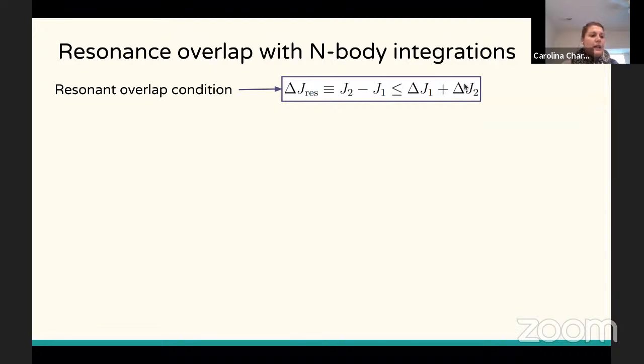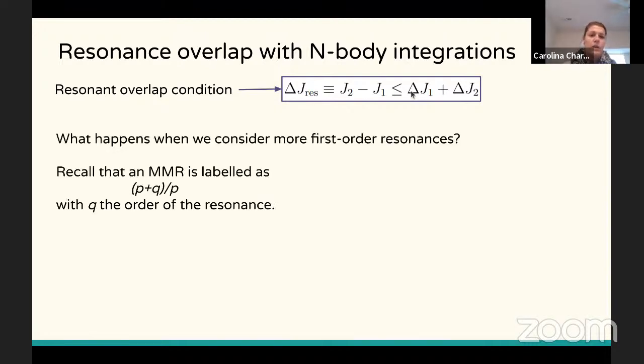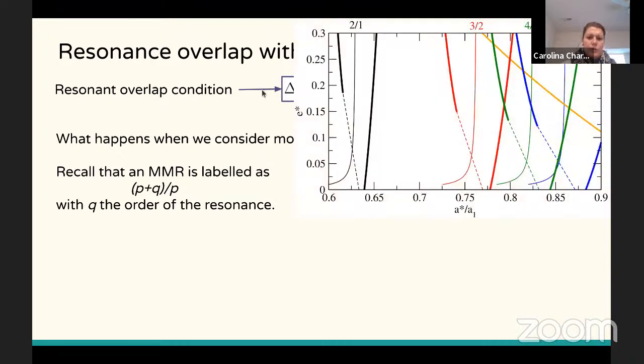And so last time we spoke about resonance overlap, and we were able to give a resonant overlap condition in terms of the actions of the system. And so right now I wanted to go back to the quantities that we know in a planetary system that are, for example, the semi-major axis and the eccentricities, which are somehow the actions of the system.